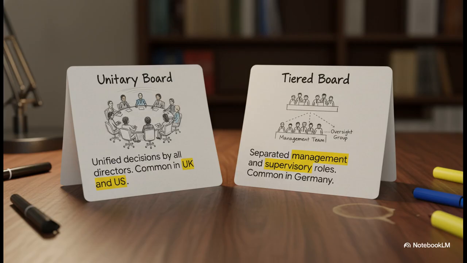Now, on the flip side, we have the tiered board, which you'll see a lot in places like Germany, and just like it sounds, the structure is separated into tiers. Usually there's a management board running the everyday business, and then a totally separate supervisory board overseeing them. So for your exam, just remember, unitary equals together, tiered equals separated.